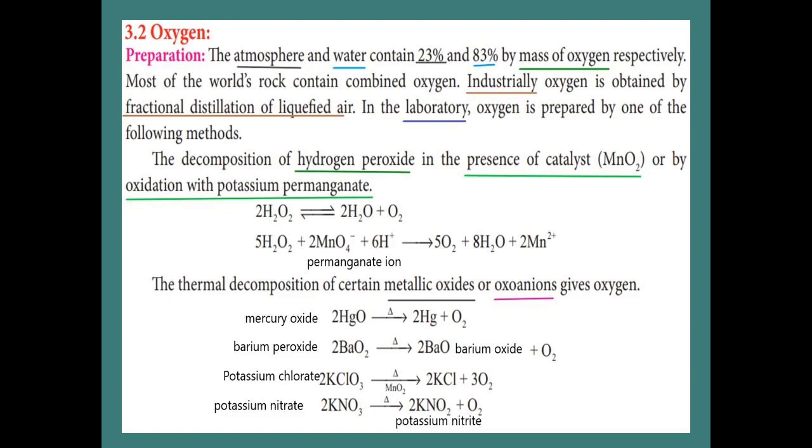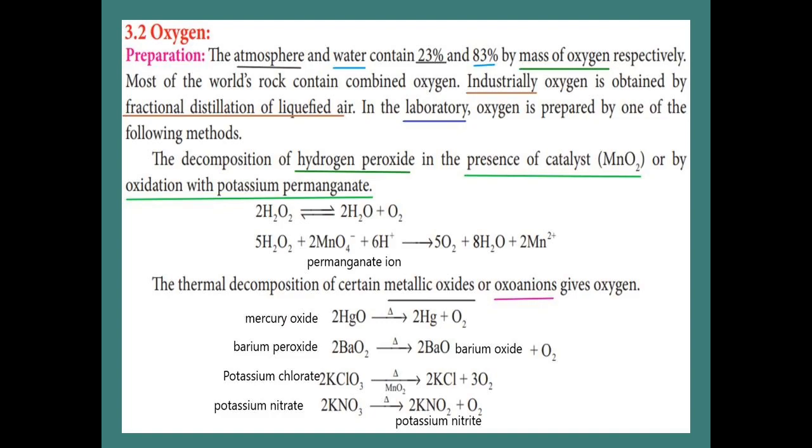The next one, laboratory preparation. In the laboratory preparation, first of all we use hydrogen peroxide. In the presence of a catalyst, hydrogen peroxide decomposes into water and oxygen. The next one, hydrogen peroxide can be oxidized with the help of potassium permanganate. The permanganate ion is changed into manganese 2 plus, and the hydrogen peroxide liberates oxygen and changes into water.